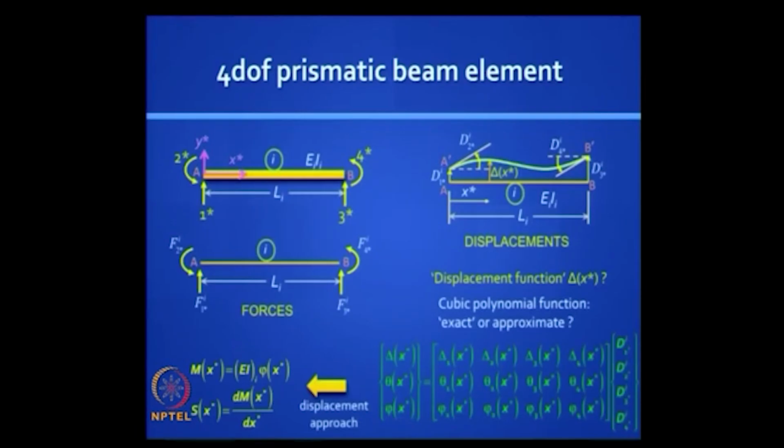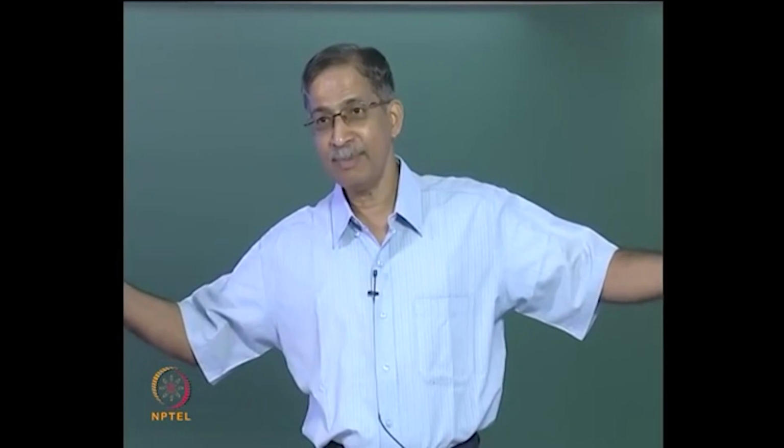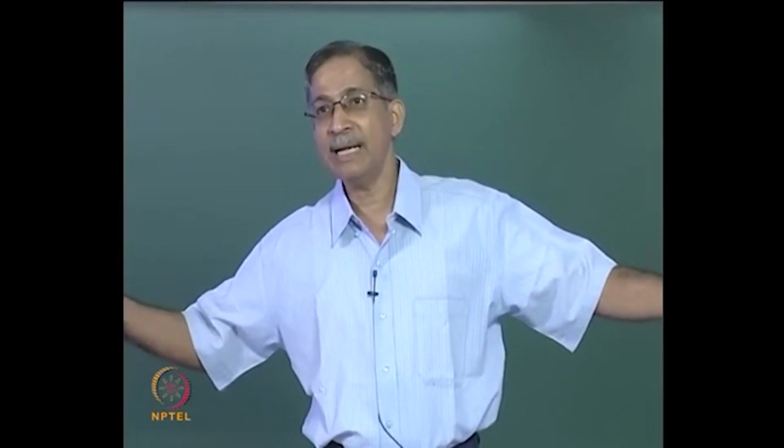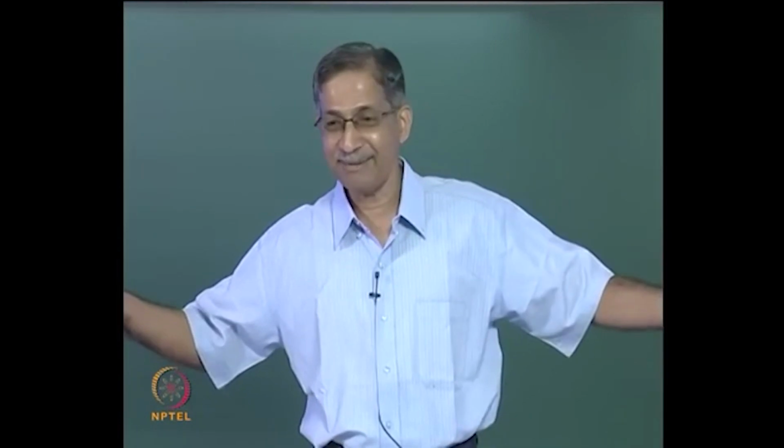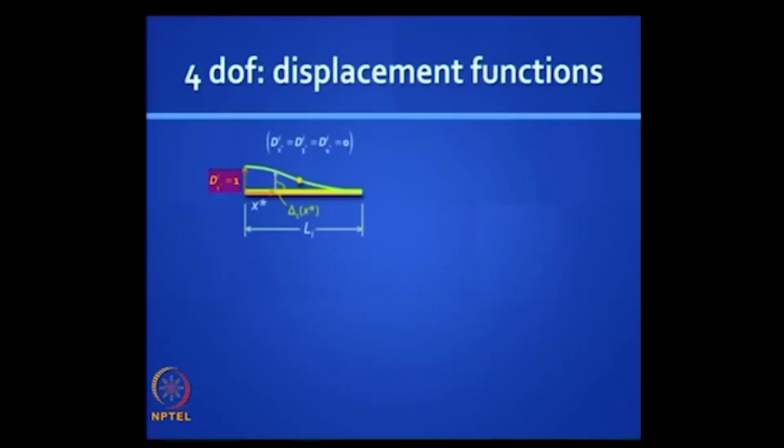And so if you apply the boundary conditions at the two ends to bending moment and shear force, you get F1 star, F2 star, F3 star, F4 star. So there is a beautiful relationship. Let us work on this. Let us get the physical meanings of the four columns in your stiffness matrix.